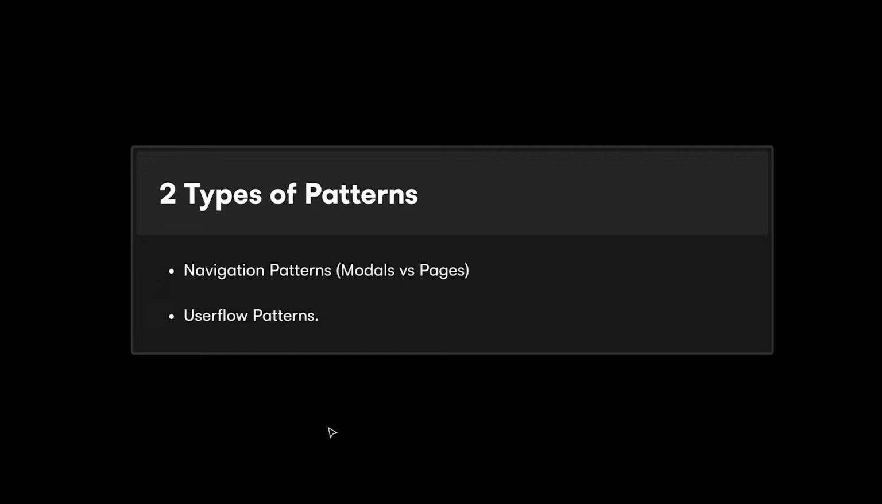Okay, now I want to categorize these into two patterns. One is navigation patterns and the other one is user flow patterns. I'm going to start off with navigation patterns. Now, navigation patterns might sound very simple, might sound very obvious, but I've seen tons and tons of people make plenty of mistakes when it comes to navigation patterns, right? There are two main concepts. One is modal sheets, and then you have pages. And I'm obviously going to share my phone screen. I'm going to explain everything in detail.